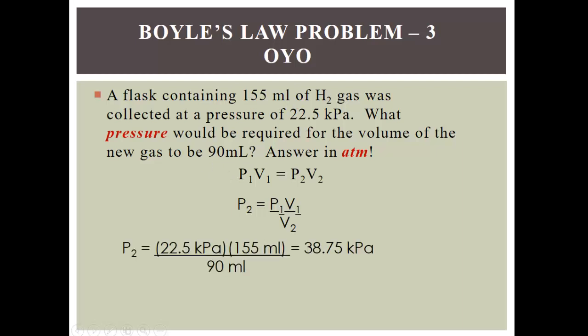Plug those in, and we end up with 38.75 kilopascals. Okay, so now we have to convert. So 38.75 kilopascals, and 1 atmosphere is equal to 101.325 kilopascals. We do the math, and it comes out to 0.325 atmospheres.